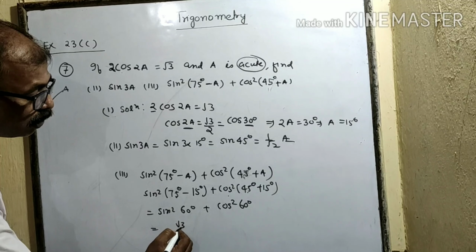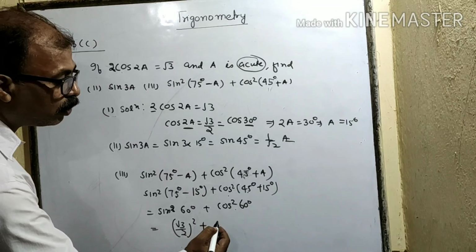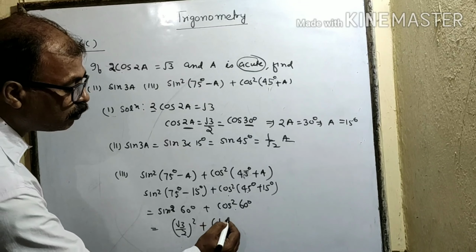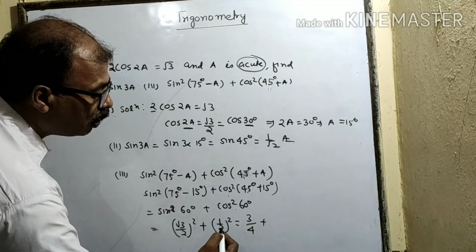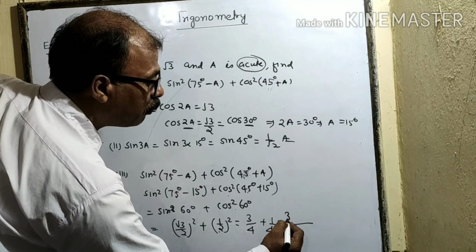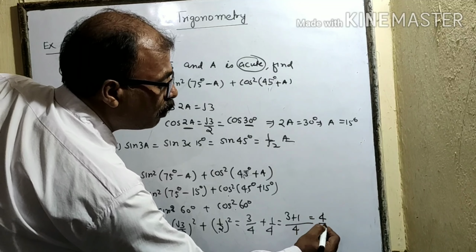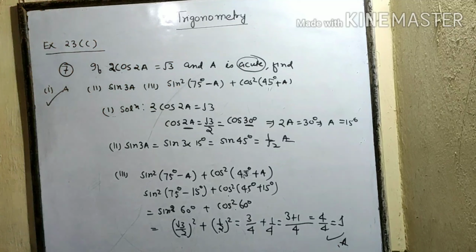Sin 60 is root 3 by 2. Since square is here, it is root 3 by 2 whole square. Cos 60 is 1 by 2, so 1 by 2 whole square. After squaring, it will come out as 3 by 4 and 1 by 4. We'll take LCM, it will be 3 plus 1, 4 by 4, and your result will come out as 1. This is the final part of your answer.